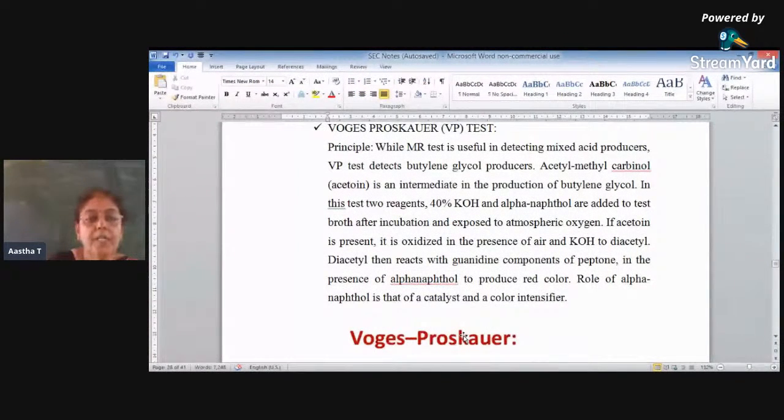Voges-Proskauer test. The methyl red test is used for detecting mixed acid type of fermentation and mixed acid producing organisms. Voges-Proskauer test is used to detect butylene glycol production. So you use the same medium, glucose phosphate broth, in this case also.